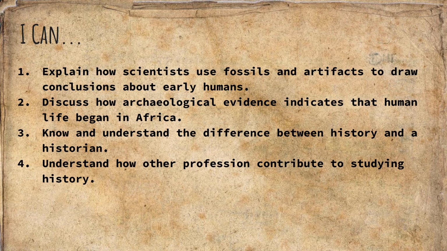So your I can statements for today are: 1. I can explain how scientists use fossils and artifacts to draw conclusions about early humans. 2. Discuss how archaeological evidence indicates that human life began in Africa. 3. Know and understand the difference between history and a historian. And lastly, number 4, understand how professions contribute to studying history.